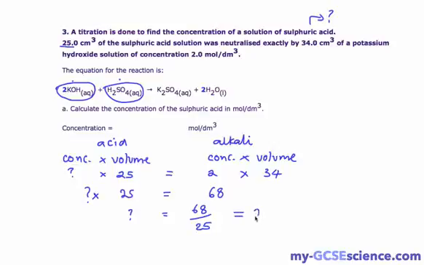and that gives us an answer of 2.72. Now that's our answer, but remember it's not our final answer because we have 2 quantities of potassium hydroxide reacting with 1 quantity of sulfuric acid. So what we have to do is actually half that figure, and when we half that figure we get 1.36, and that's the concentration that we want in moles per decimeter cubed. So the unit is moles per decimeter cubed there, and that's our final answer for that question there.